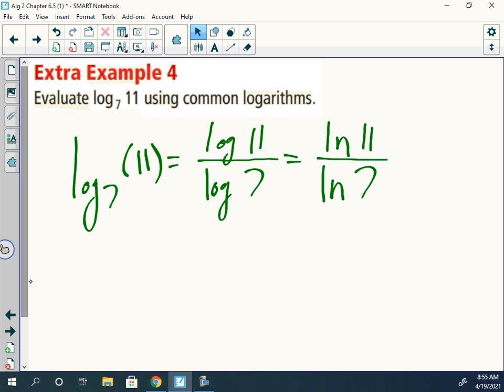This is helpful, especially if you only have the TI-30XS, or a calculator that does not do log base, where you can type the base in specifically. This gives us a way to use common logs, base 10, to be able to evaluate these. Questions on this?